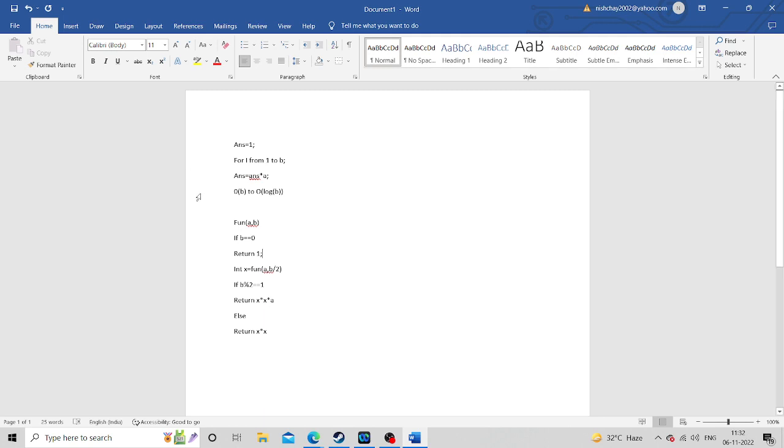Okay. So, are you guys able to know that the complexity of this is O of log n, right? Because we are dividing by 2. Or anybody having any questions?